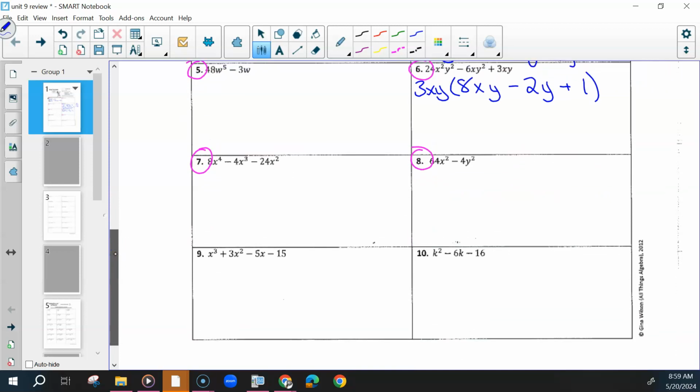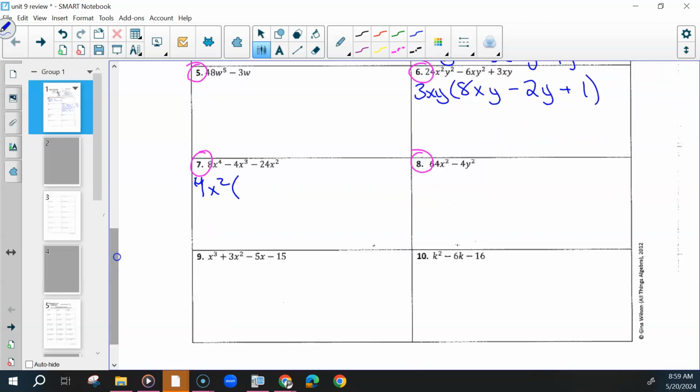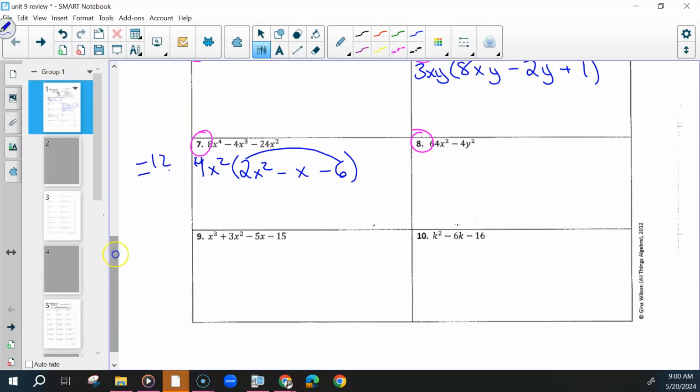Okay. Starting with the GCF, what would that be? 4x squared. Because that says 4. And if I divide that out of everything, I have 2x squared minus just x minus 6. And then you have a trinomial where the first term is squared, so then we're going to do the same thing we did before. Multiply the first and the last. And find factors of -12 that would add or subtract to be -1.